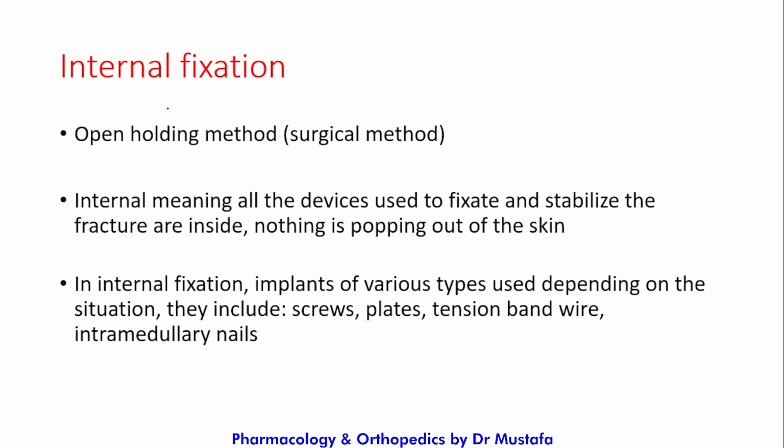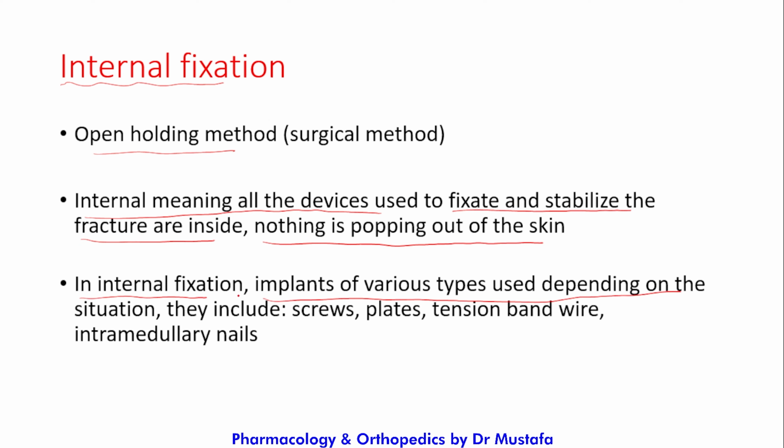Now let's talk about the open holding methods, those being the internal and the external fixation, and let's start with the internal fixation. So it's an open holding method, as we mentioned. Internal means that all the devices used to fixate and stabilize the fracture are inside, and nothing is popping out of the skin. In internal fixation, implants of various types are used depending on the situation. They include screws, plates, tension band wires, and intramedullary nails.